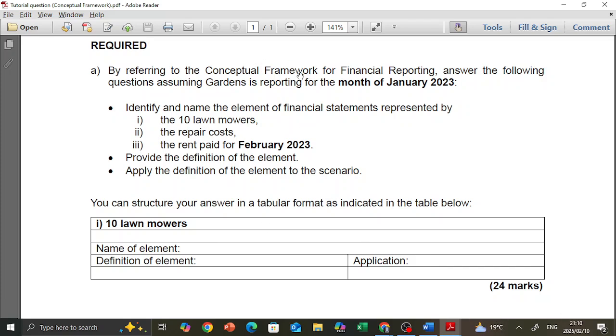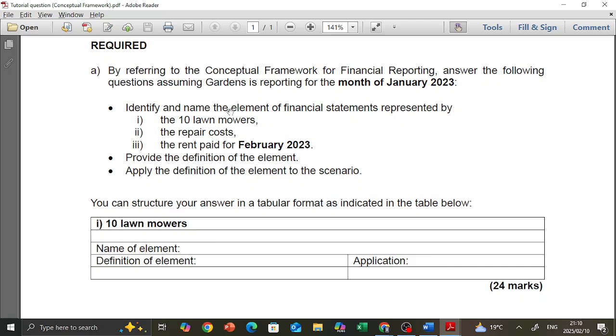By referring to the conceptual framework of financial reporting, answer the following questions assuming Garden is reporting for the month of January 2023. If they are reporting for the month of January 2023, that month would be their reporting period. But usually a reporting period is a year. They will not ask you the definitions of those things. You as accountants should just make sure you know them.